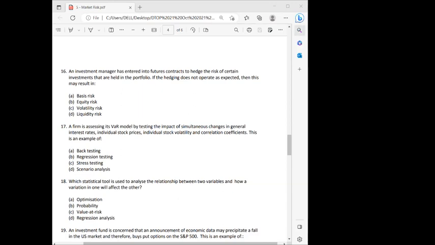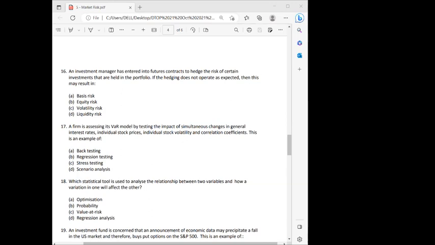The question is: an investment manager has entered into a futures contract to hedge the risk of certain investments that are held in the portfolio. If the hedging does not operate as expected, then this may result in, right? That means if the hedging doesn't operate, what will happen? Basis risk, equity risk, volatility risk, liquidity risk. So the correct answer here is the basis risk.